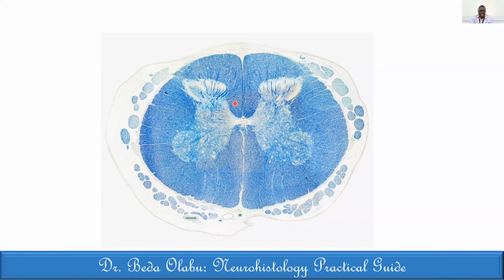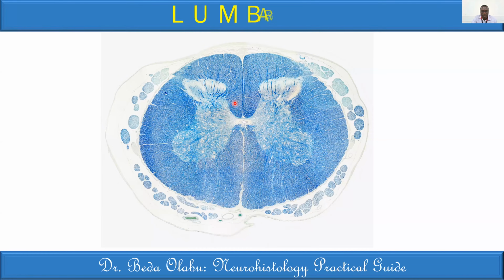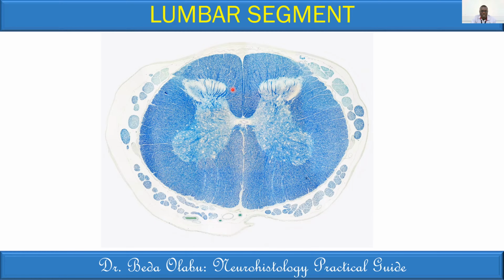Okay, you're very right, very right. It is a lumbar segment, and the reasons you've given are quite good. I like them. Of importance to note is that you've appreciated the presence of numerous collaterals, confirming that we are on the lower segments of the cord rather than the upper segments of the cord. You've also appreciated the fact that the white matter and gray matter ratio, the white matter is not so much compared to the gray matter.